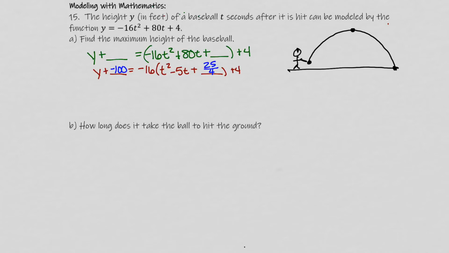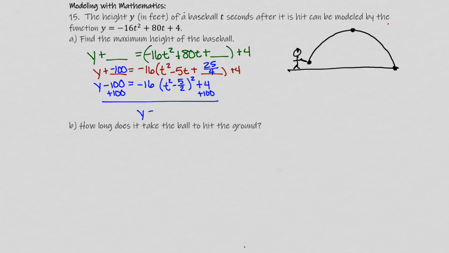Okay, so now let's rewrite this. I have y plus a negative 100, same thing as saying minus 100, equals negative 16. Let's write this as a binomial: t squared minus, and half of b would be negative 5 over 2, squared. And then on the outside, I still have a plus 4. Okay, we need to add 100 to both sides.